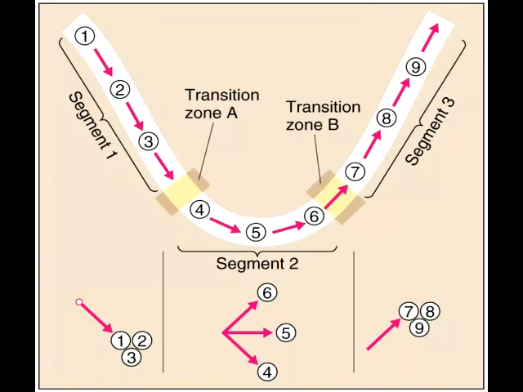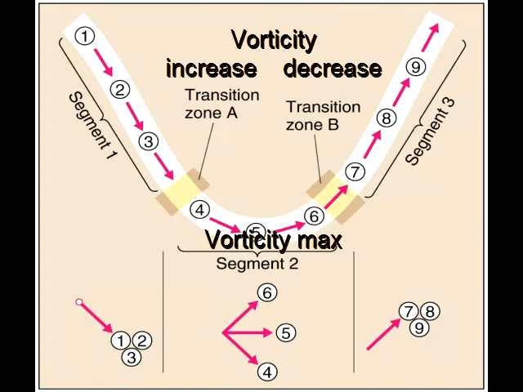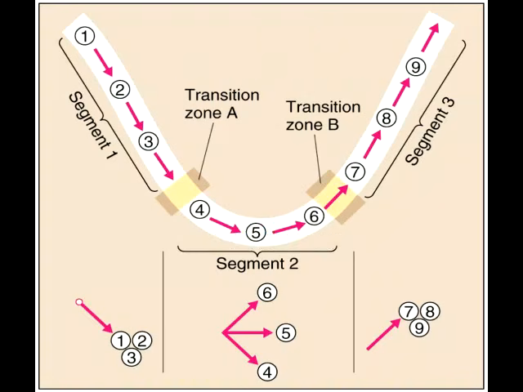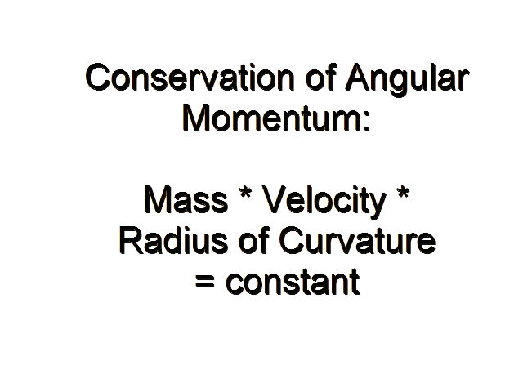At transition zone A, the air parcel experiences an increase of vorticity. At transition zone B, the air parcel experiences a decrease of vorticity. The physical law of the conservation of angular momentum states for a radial movement that the mass times the velocity times the radius of the curvature is constant.